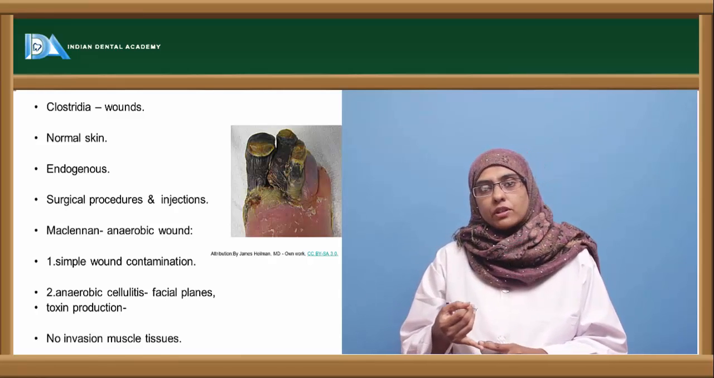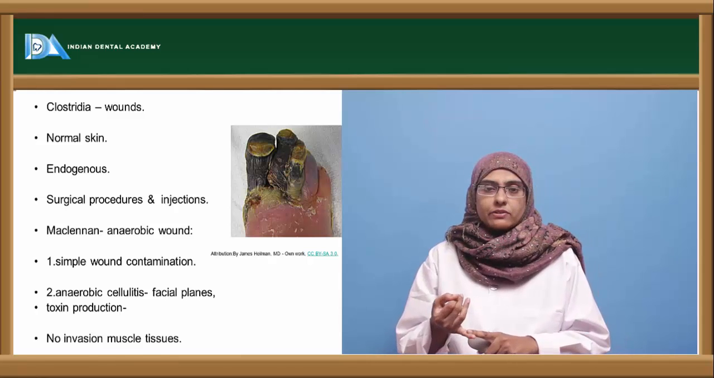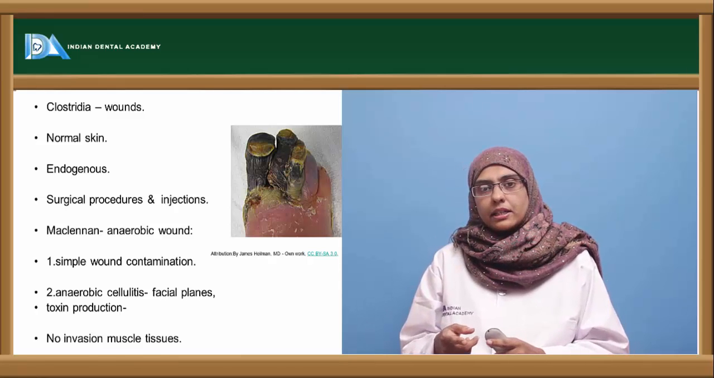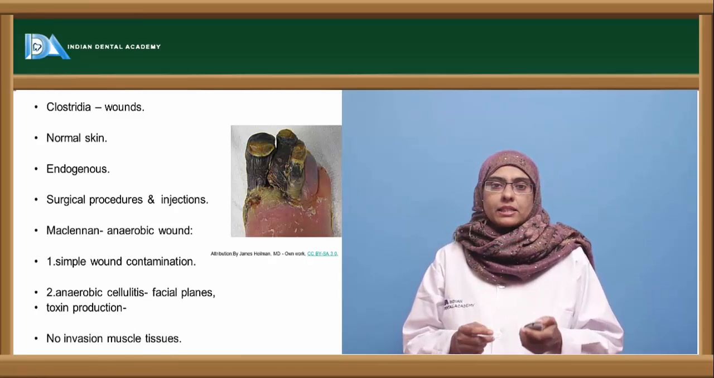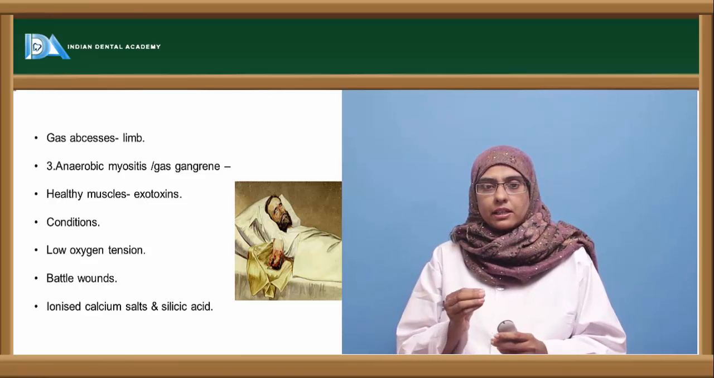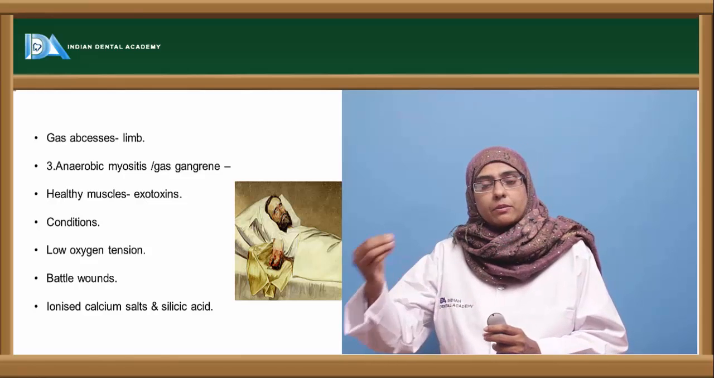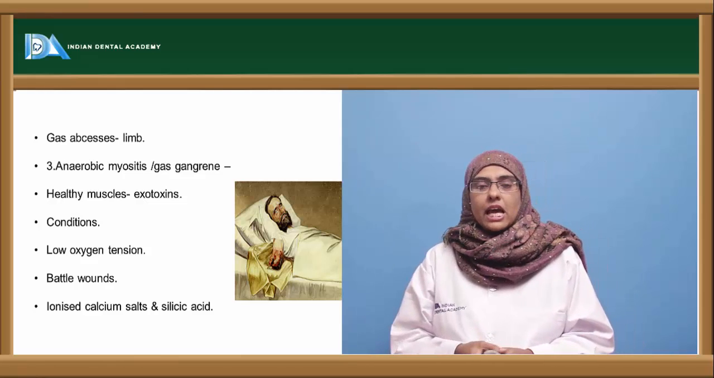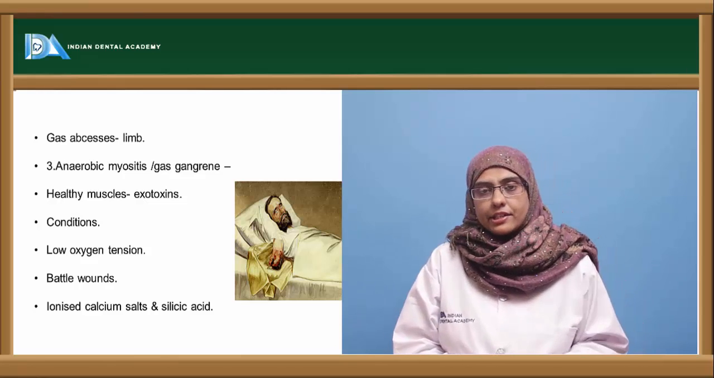So first is a simple wound contamination, where you can see the presence of the organism only on the surface. Next is the anaerobic cellulitis, where the fascial planes are involved but not the underlying tissue. And here, when the organism is able to multiply in the anaerobic cellulitis, the disease can range from minor gas abscesses to the complete involvement of the limb. So here a little amount of gas can be produced, or it can range from a little gas up to the involvement of the limb, but not as fatal as we see in gas gangrene. And the third one is anaerobic myonecrosis, also called gas gangrene, which is most fatal when the organism gains an entry into the muscle tissue.